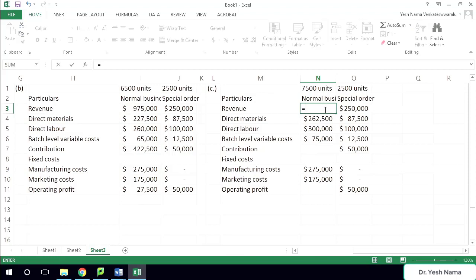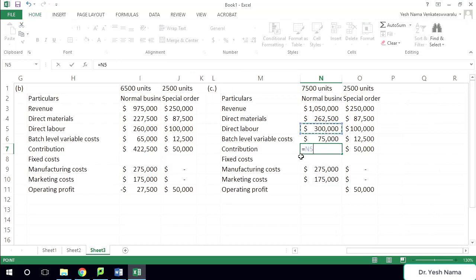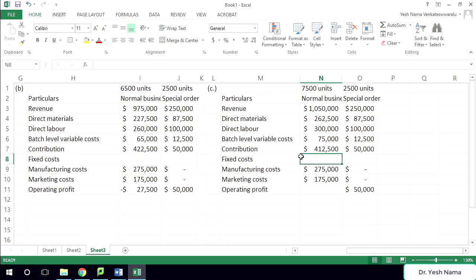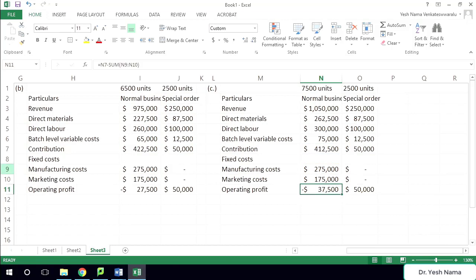So 7,500 times 140. This is our revenue for the normal business. Contribution will be revenue minus the sum of variable costs. Fixed cost is this, and profit will be contribution minus sum of fixed costs. Loss of 37,500. Loss of 37,500 from normal business if we accept the special order.